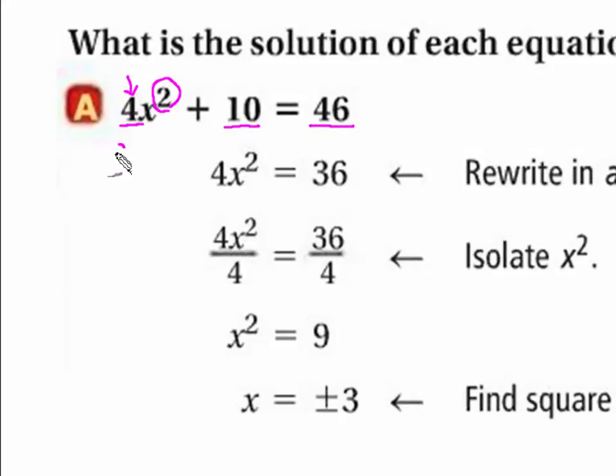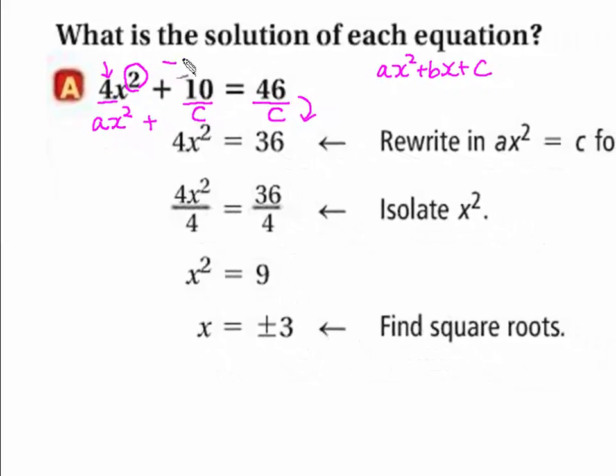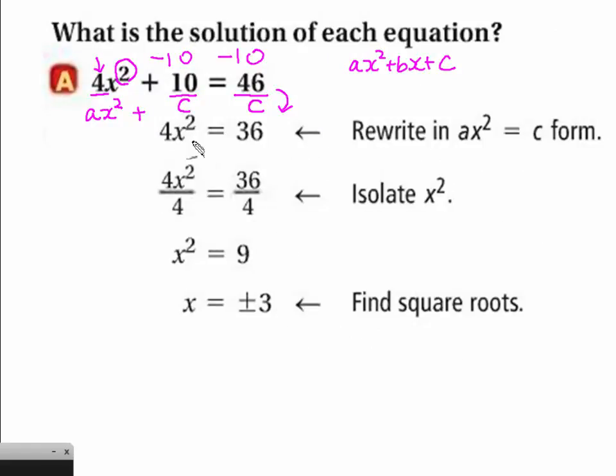this one is the a term because it's ax squared plus, we don't have bx, so this one is the constant c. But you know, in the standard form, we have ax squared plus bx plus c. And in this case, we don't have any x terms. We just have two constants. So we write the whole thing from here to here by subtracting 10 on both sides, so that we can rewrite the whole equation in terms of ax squared equals c, because 46 minus 10 is equal to 36.